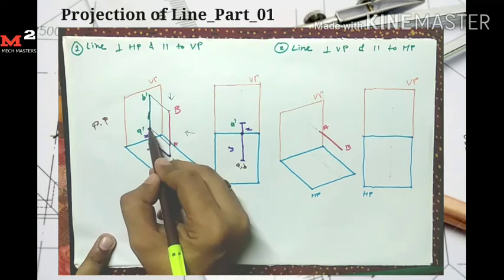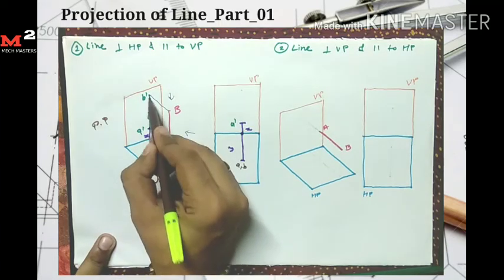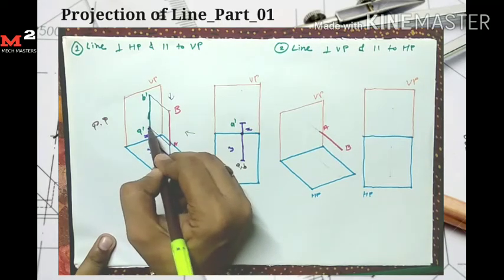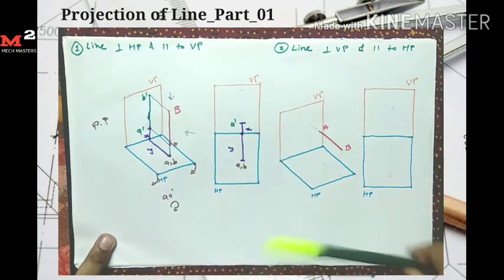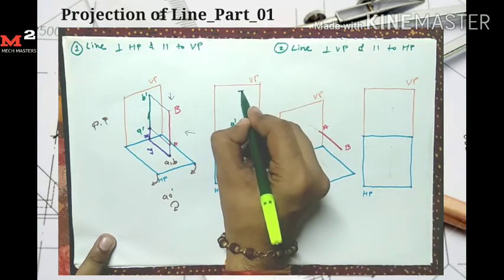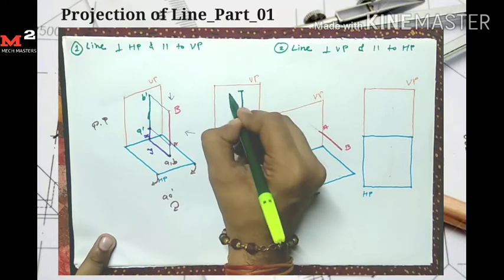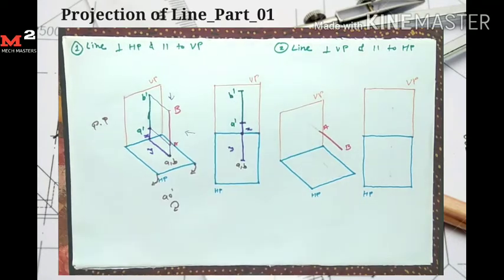Okay, now getting the B dash point, I simply take this distance. This is the true length of the line. So from here I measure the distance and mark the point B dash at here. Okay, so in this way I draw the front view and top view for the line AB, which is perpendicular to HP and parallel to VP.